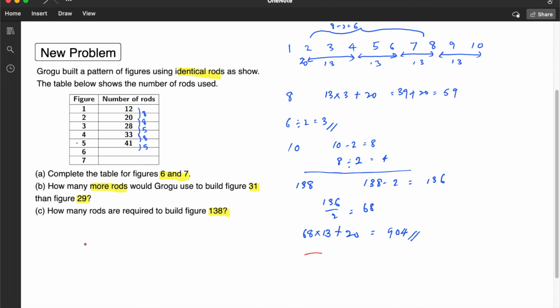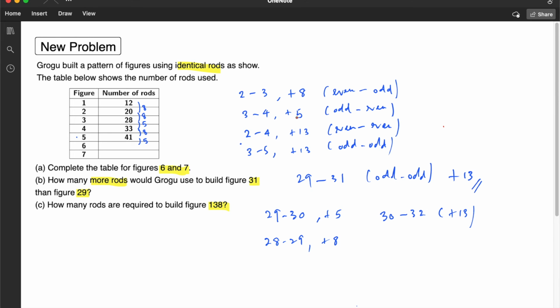Now what happens if the figure number is an odd number? For discussion purpose, let's say we are interested in finding the number of rods for figure 105, which is an odd number. So what we can do is we don't solve for 105, we solve for 105 plus 1, which is the next even number. We do that so that we can make use of this expression that we have learned earlier. So we solve for 106, and then after getting the result, we got to minus 5.